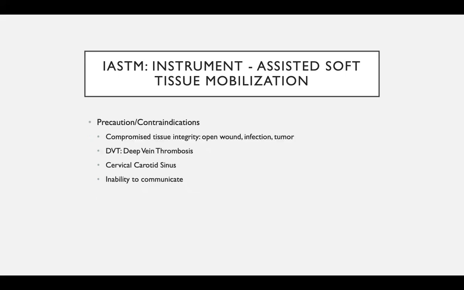Some precautions and contraindications would be compromised tissue integrity, open wound, or infection. Obviously, you don't want to scrape over an infection and make the skin worse. Deep vein thrombosis, you want to avoid blood flow to this area, as well as cervical carotid sinus. You don't want to increase blood flow in these areas. Again, if deep tissue tumors, you want to avoid blood flow to avoid growth of the tumor, and then inability to communicate. Again, they won't be able to state the discomfort they're experiencing.